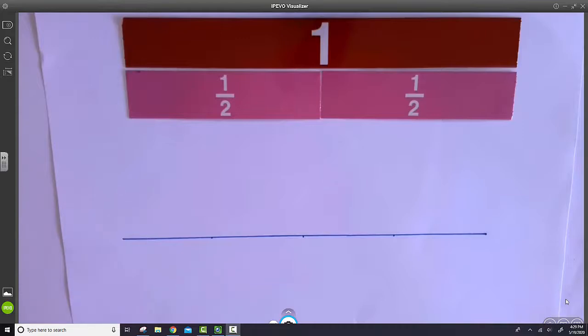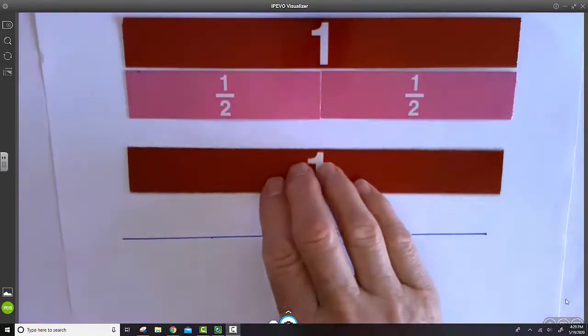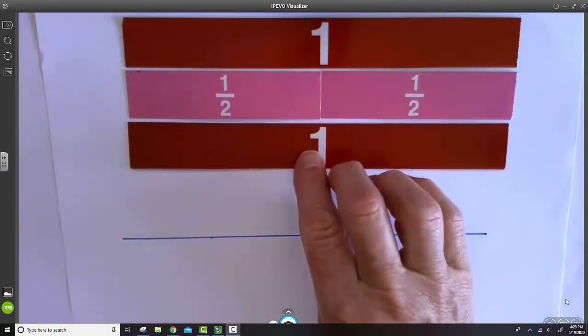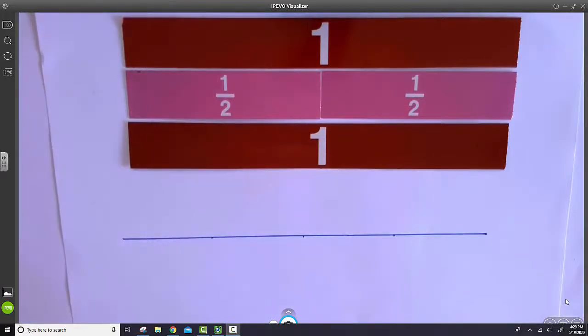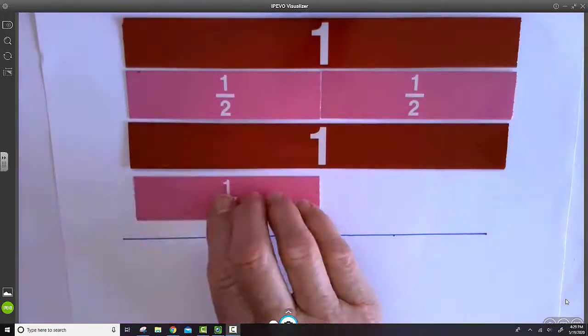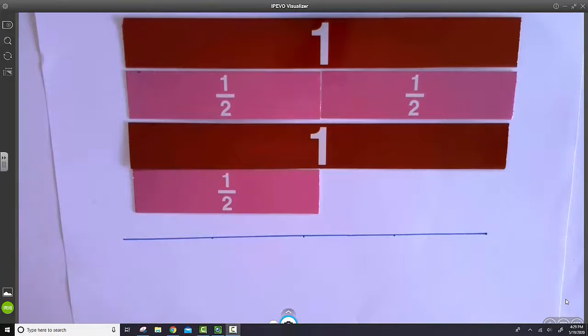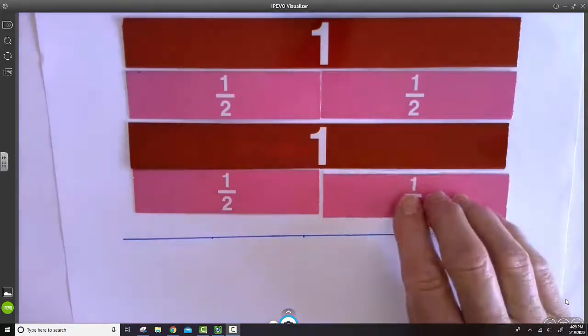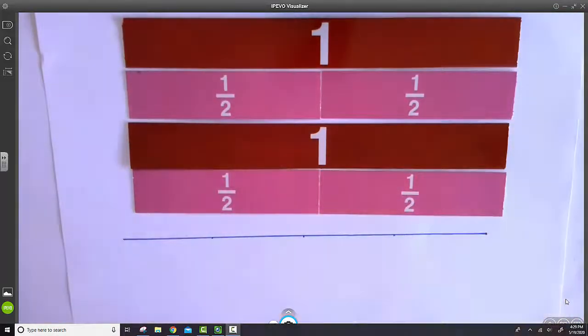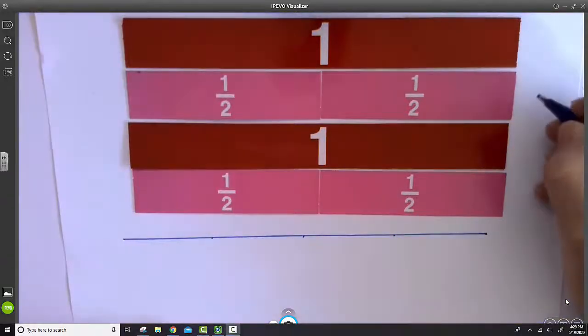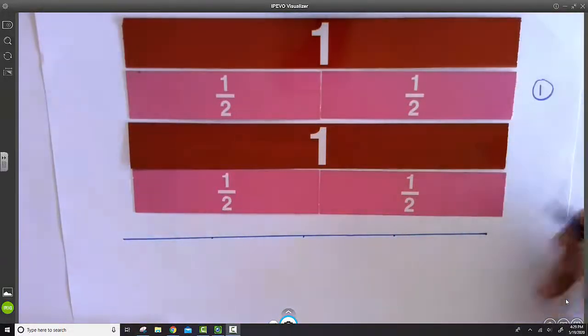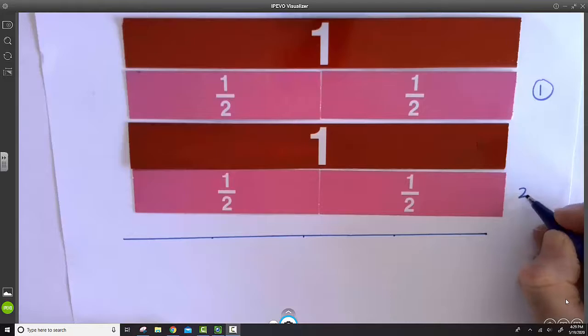But perhaps we want to think of a number greater than just 1 whole. Perhaps we have additional halves. And in this case, again, we have 2 halves to make another whole. So in reality, we have 1 whole and we have a second whole.